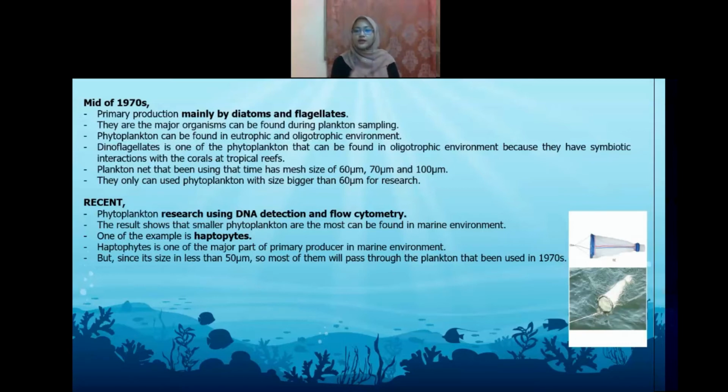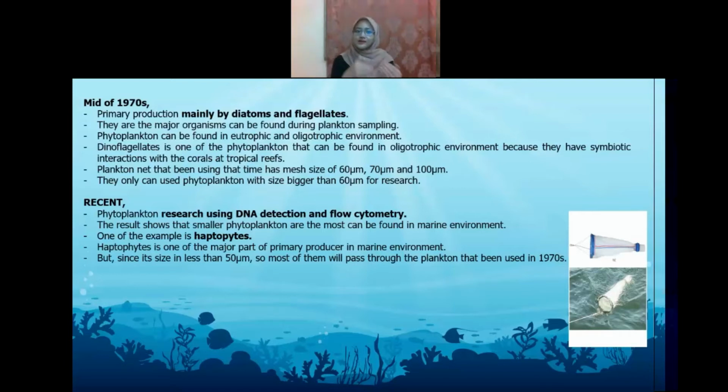During the 1970s, plankton sampling used plankton nets with mesh sizes of 60 micrometers, 70 micrometers, and 100 micrometers. So the only phytoplankton that could be caught by the plankton net were those bigger than 60 micrometers, because the smaller ones would just pass through the net and could not be caught.